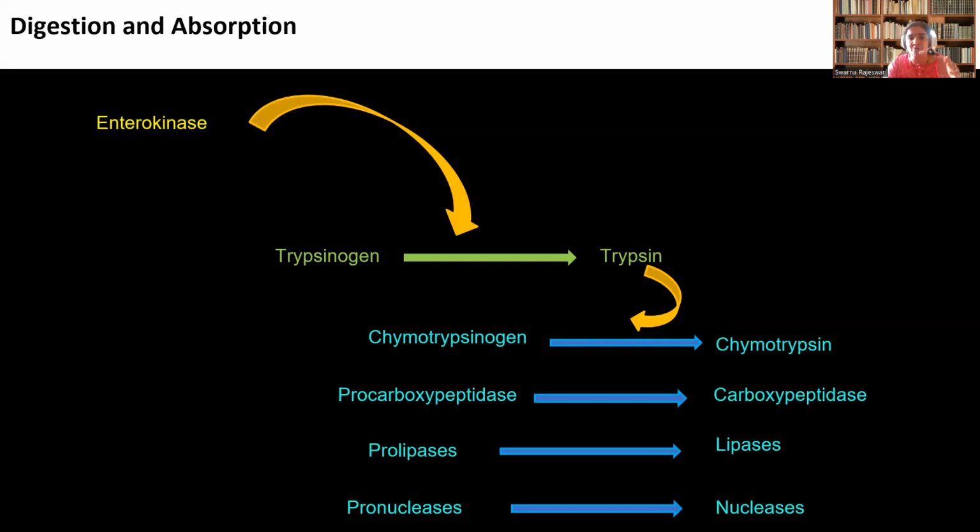Now they have become active. That is, first enterokinase converts trypsinogen into active trypsin. Then chymotrypsinogen is converted into chymotrypsin with the help of that trypsin. Then procarboxypeptidases are converted into carboxypeptidases, prolipases into lipases, and pronucleases into nucleases. Now trypsin, chymotrypsin, carboxypeptidase, lipases, and nucleases are all active enzymes. They can act on their respective substrates.